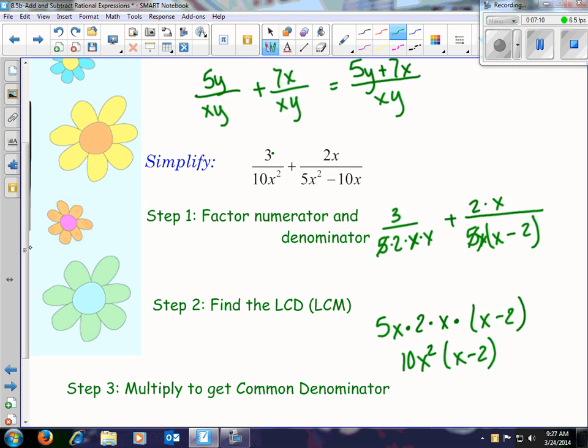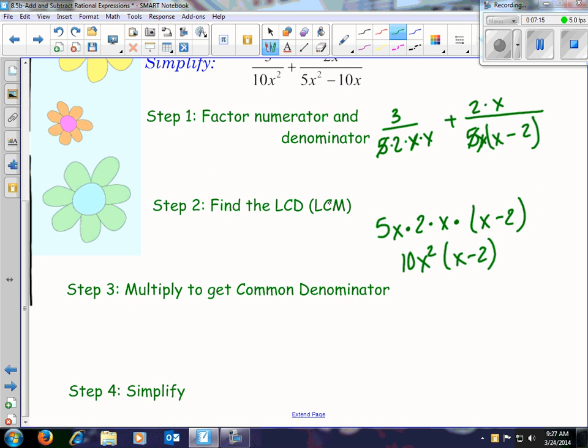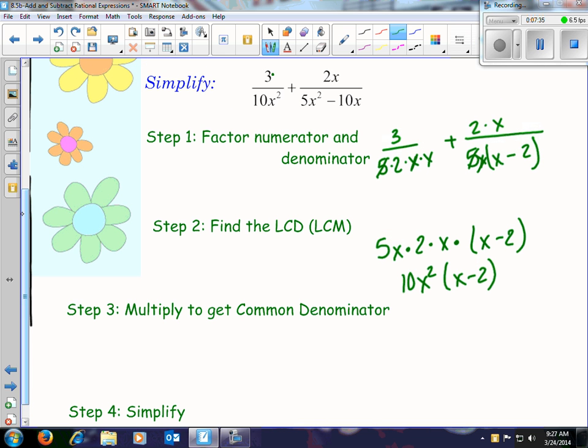So now, I'm going to multiply to get a common denominator, and I need to make sure that I multiply my numerators so that it's an equivalent fraction. So this started as 10x squared. So what I'm missing out of this piece is my x minus 2. So I need to multiply the top and bottom of this first part by x minus 2. So I really have 3 times x minus 2 over 10x squared times x minus 2.